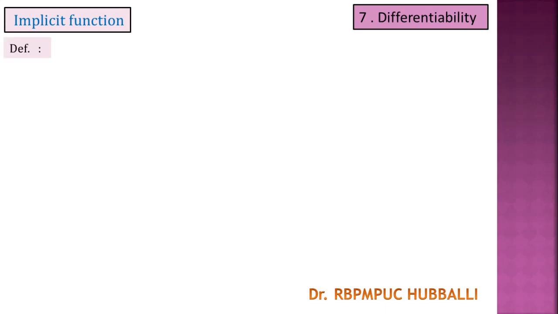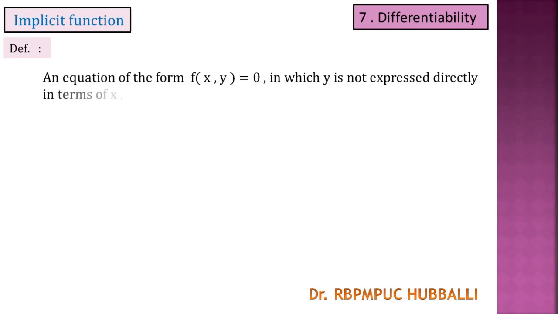An implicit function is defined as an equation of the form f of x comma y is equal to 0, in which y is not expressed directly in terms of x. It is known as an implicit function of x and y, which means that in the equation there will be x variable as well as y variable functions, but we cannot express y is equal to function of x variable from that equation.